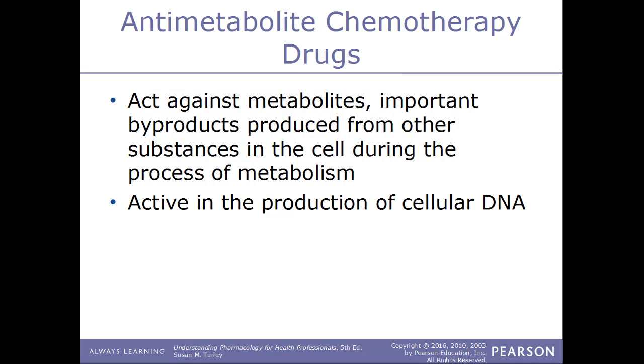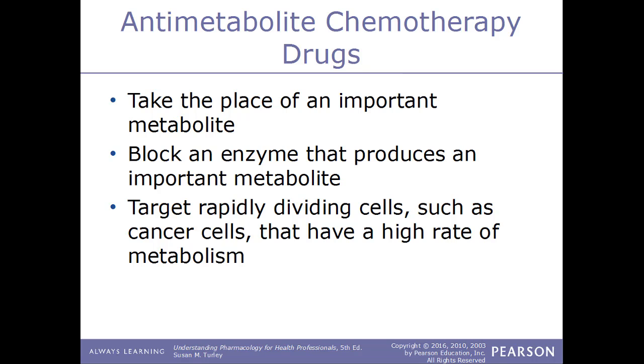Alright, the first category of chemotherapy drugs we'll talk about are the antimetabolites. These kinds of drugs act against metabolites, which are important byproducts that are produced from other substances in the cell during the normal process of metabolism. Metabolites are active in the production of cellular DNA. So antimetabolite drugs will block an enzyme that produces an important metabolite, because they take the place of a metabolite.